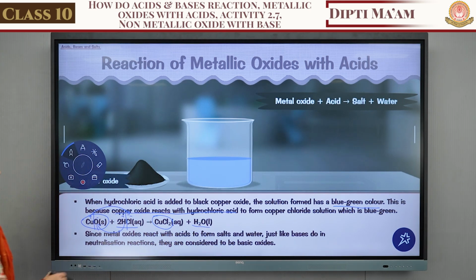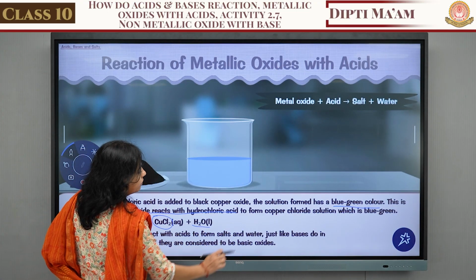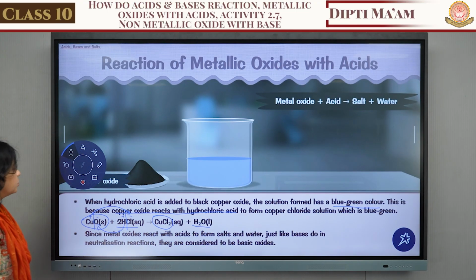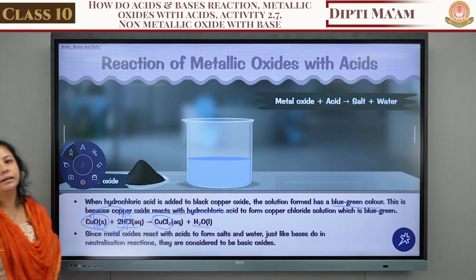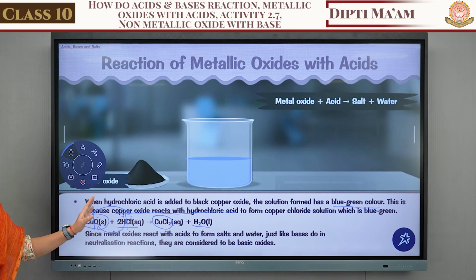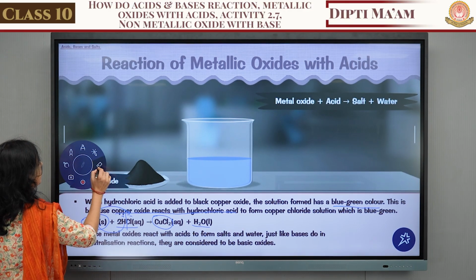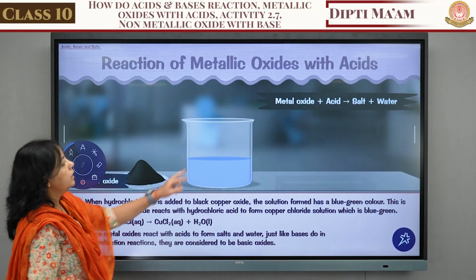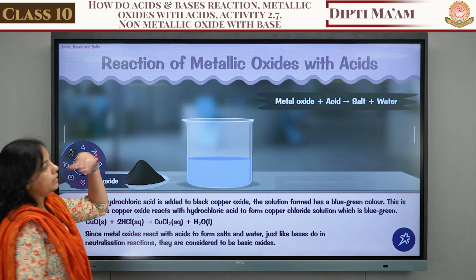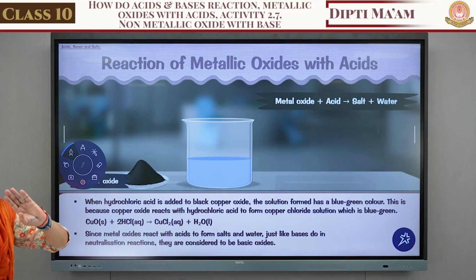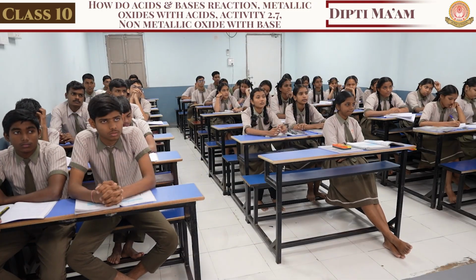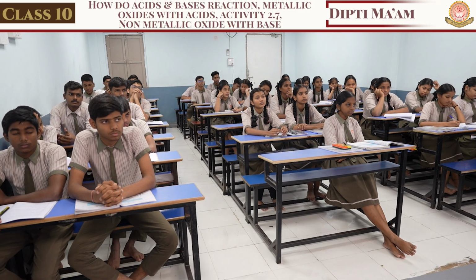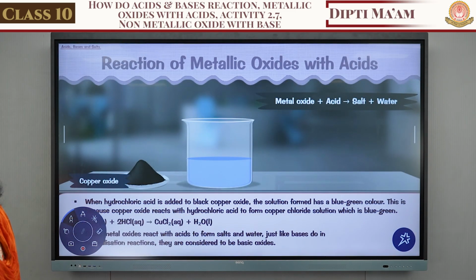So since the metal oxide reacts with the acid to form salt and water, just like bases do in the neutralization reaction, they are considered to be basic oxides. So the oxide which is formed by a metal is a basic oxide. Okay, so you can keep this in mind. The first thing: metal oxide reacts with the acid, then it forms salt and water. Which activity have we discussed here? The copper oxide reacts with the acid, then it forms copper chloride and water.